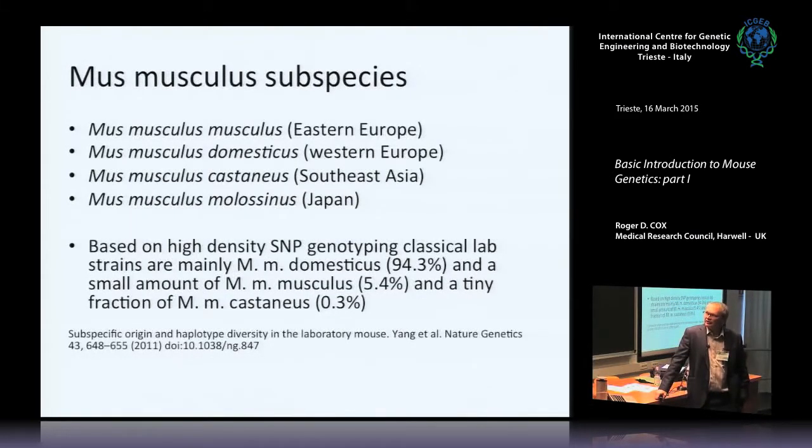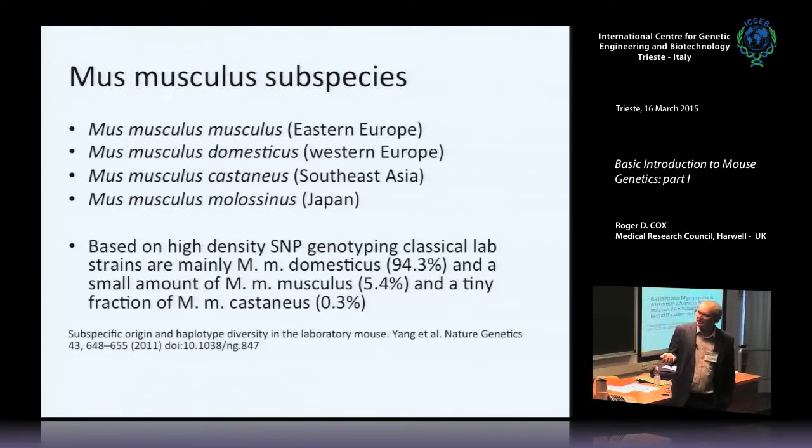There are different subspecies of mouse, depending on where they're from in different parts of the world. So Mus musculus in Eastern Europe, Mus domesticus in Western Europe, castaneus in Southeast Asia, molossinus in Japan.